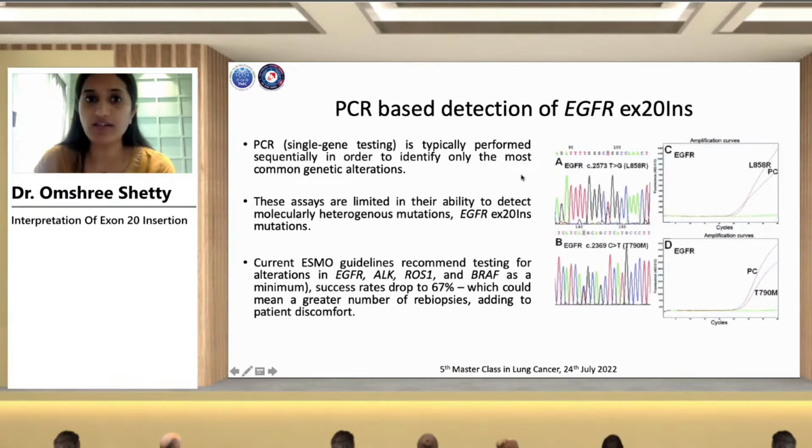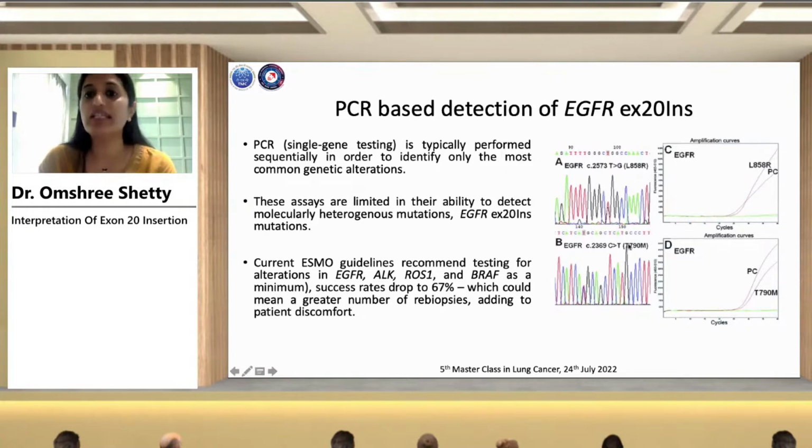So the disadvantage of PCR-based detection is that we need to have an understanding of what region to look for. Accordingly, the primer pairs would be designed. So with the limited information, you will be looking at only one specific region at a time, so it would be a little time consuming.